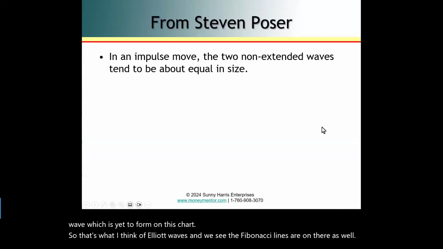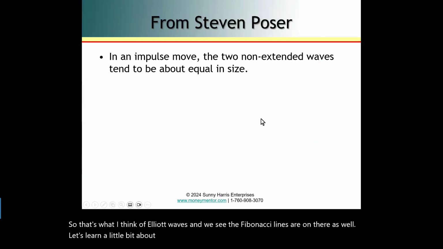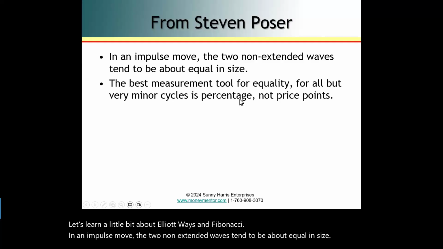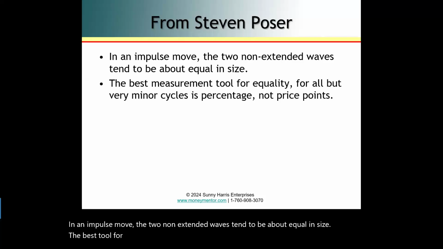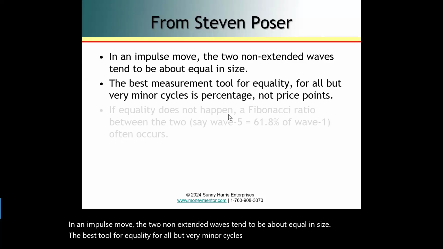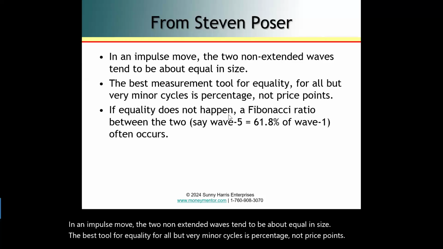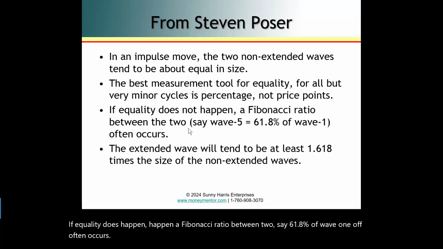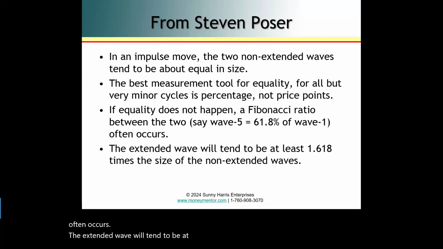Let's learn a little bit about Elliott waves and Fibonacci. In an impulse move, the two non-extended waves tend to be about equal in size. The best measurement tool for equality for all but very minor cycles is percentage, not price points. If equality does happen, a Fibonacci ratio between two, say 61.8% of wave one, often occurs. The extended wave will tend to be at least 1.618 times the non-extended waves.